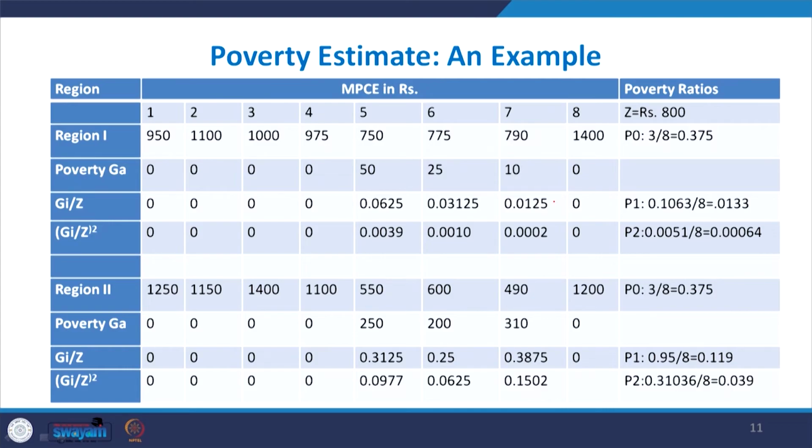So, therefore, the squared poverty gap is a better measure of poverty as compared to the head count ratio or poverty gap ratio, because it tells us how severe the poverty is in a particular region.